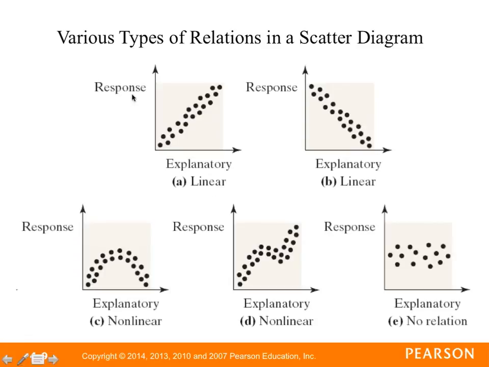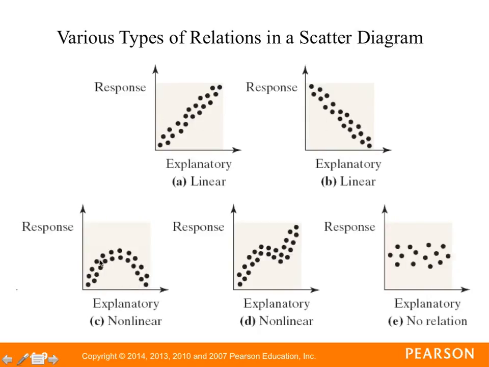So we want to talk about the various types of relations that a scatter diagram can show. If we look at this very first one, this is A, if we have our explanatory versus our response variable and we get something that looks like this, it is a linear relationship because all of our points are lying on approximately a line. They're never going to be perfect, but this looks pretty linear. The same is true with B, but that one's decreasing. We're going to talk about the difference between these two things in a little bit.